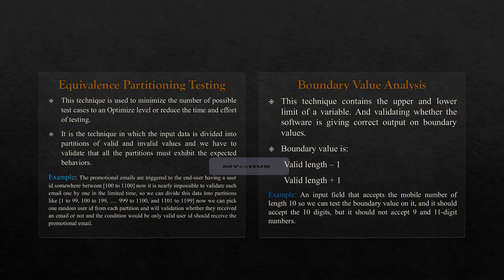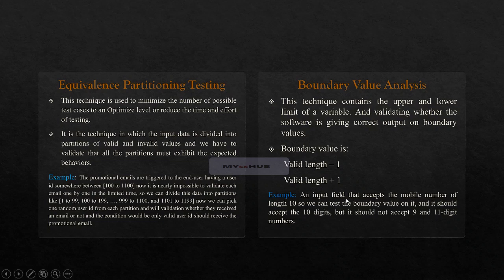Now coming to the boundary value analysis, this technique covers the upper and lower limit of a variable and validates whether the software is giving the correct output on the boundary values or not. So the boundary values will be valid length minus 1 and valid length plus 1. It can be performed on both string or integer data types. You can perform it everywhere. Now let me explain with the help of an example.